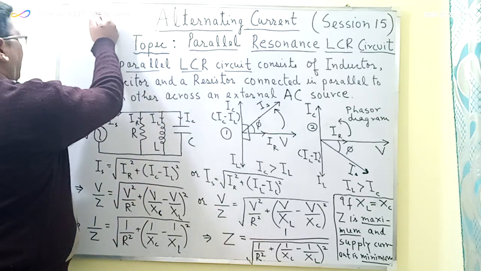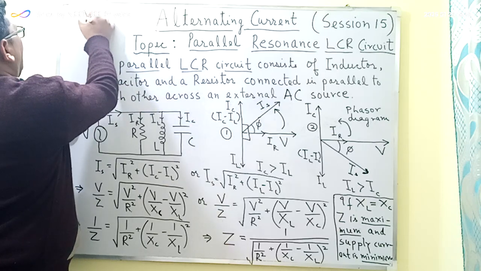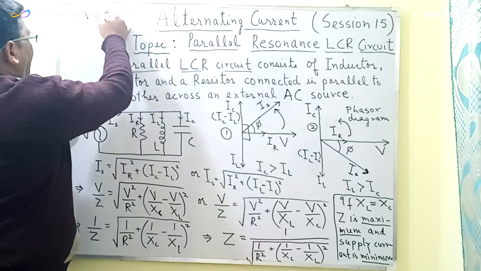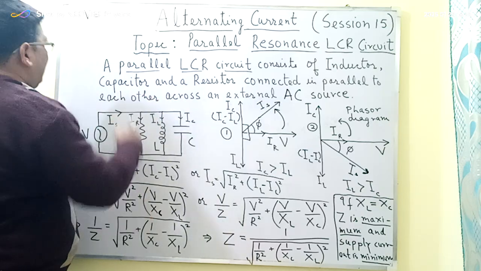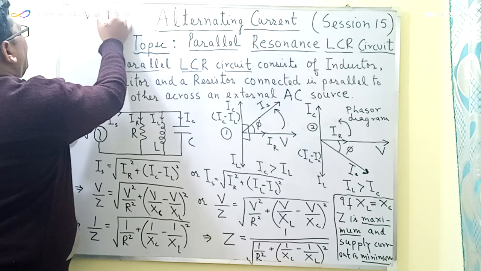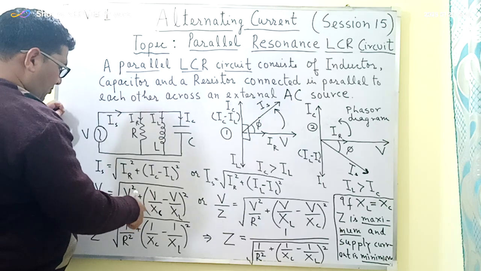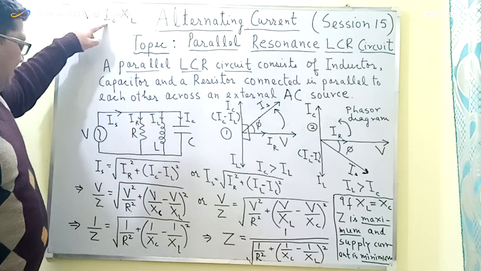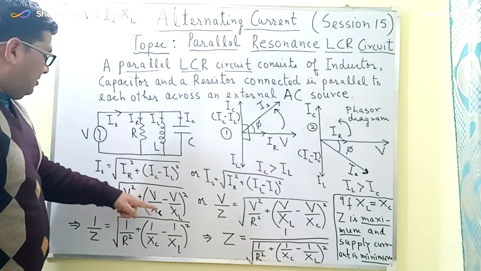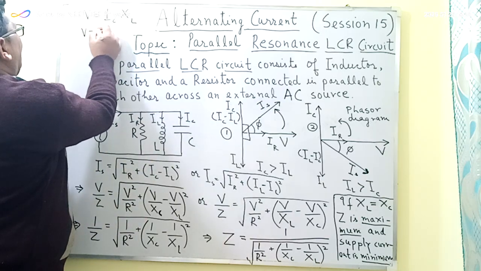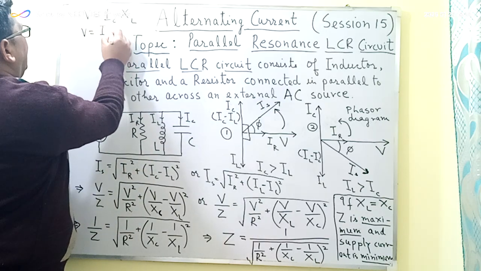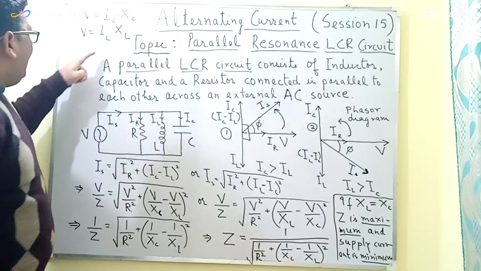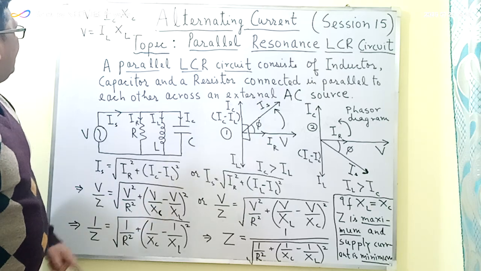And we know that the voltage across this capacitor will be equal to IC into XC. So from here I have substituted the value of IC as V upon XC, and similarly the voltage across the inductor will be equal to IL into XL. So I have substituted the value of IL as V upon XL.